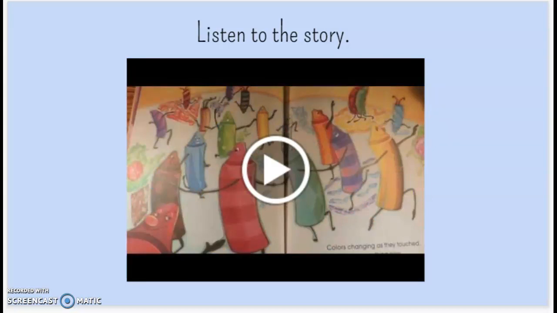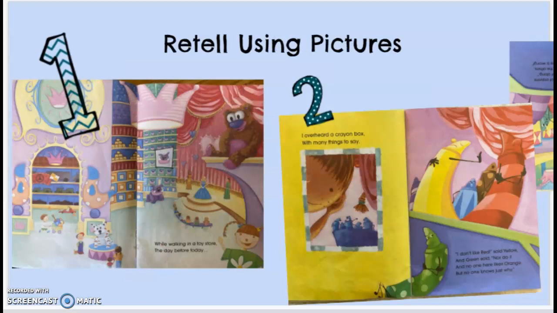I hope you liked that story. Now let's retell it using some pictures. The first thing that happened in the story was the girl walked into a toy store. And that is a key detail because that tells you who the character is and where the setting is. We can see here that the character is mentioned and shown on this page. We also see that the setting is at the toy store.